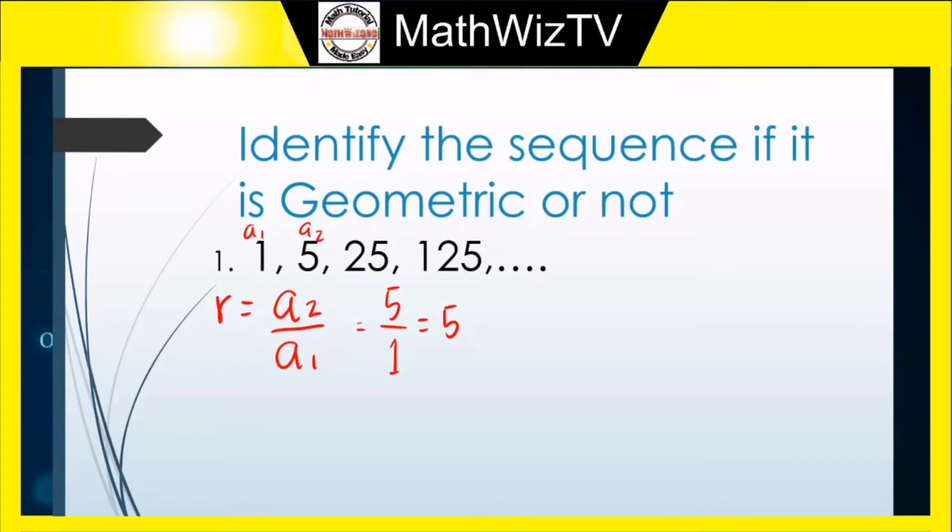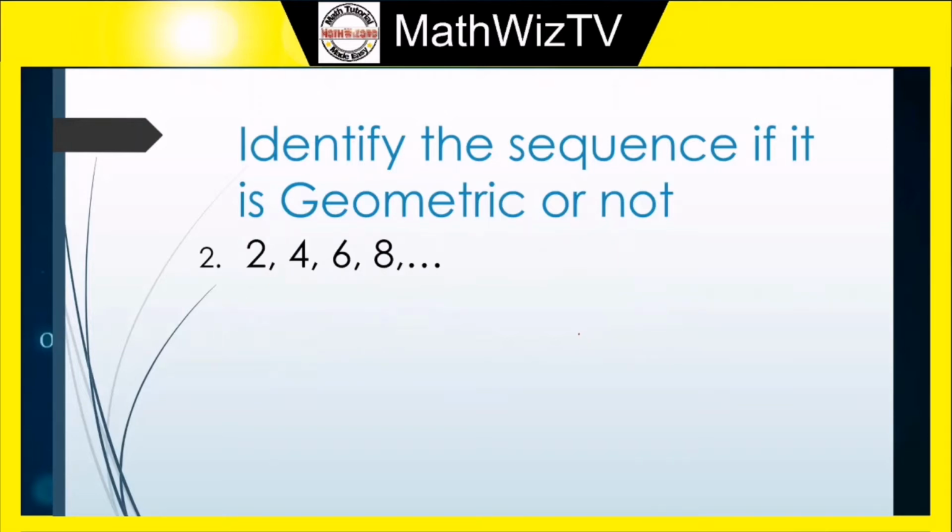So for us to check if our answer is correct or the sequence is geometric, let us multiply. So 1 multiplied by 5, the answer is 5. Next, 5 multiplied by 5, the answer is 25. And 25 multiplied by 5, the answer is 125. So therefore, the sequence given to us is a geometric sequence because they have a common ratio which is equals to 5.